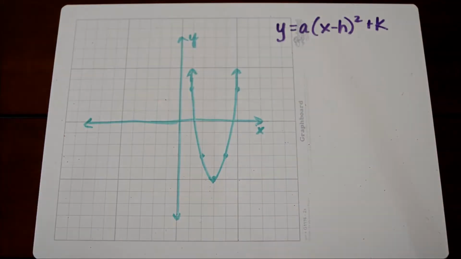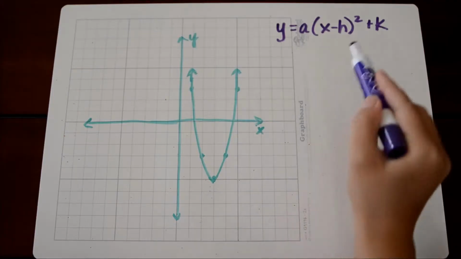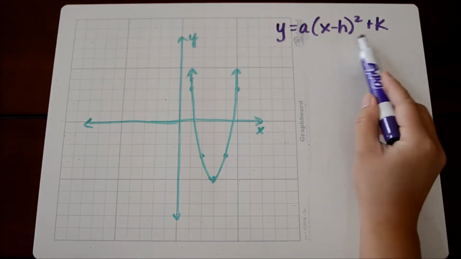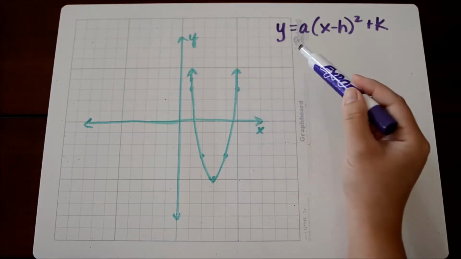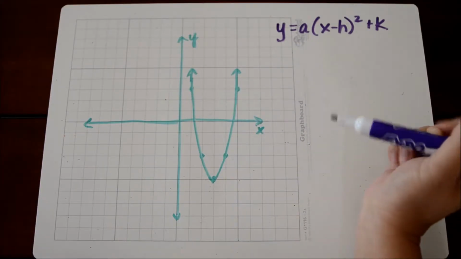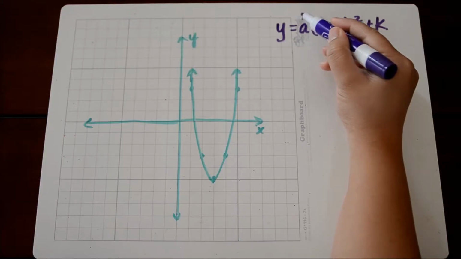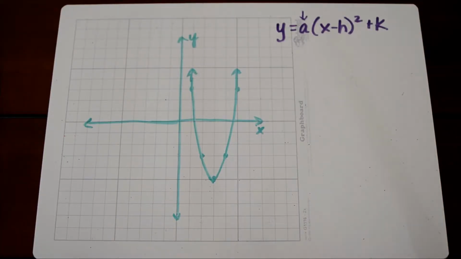The two pieces of information we need from a graph are the vertex, because that will be our h and our k value, as well as some other point on our graph that we'll substitute in for the x and y values. The a value is the missing value. That is what we are supposed to solve for.